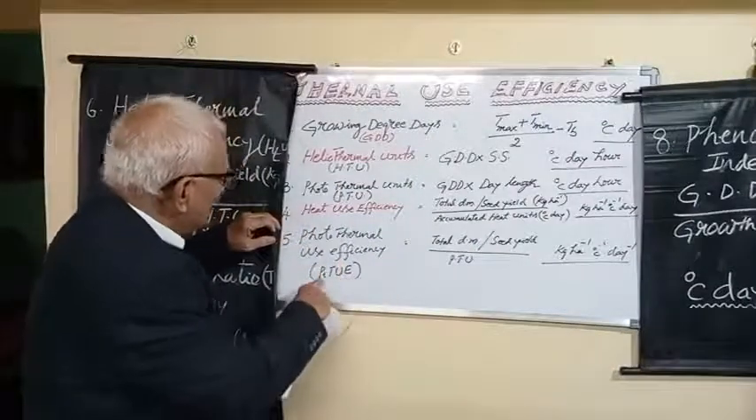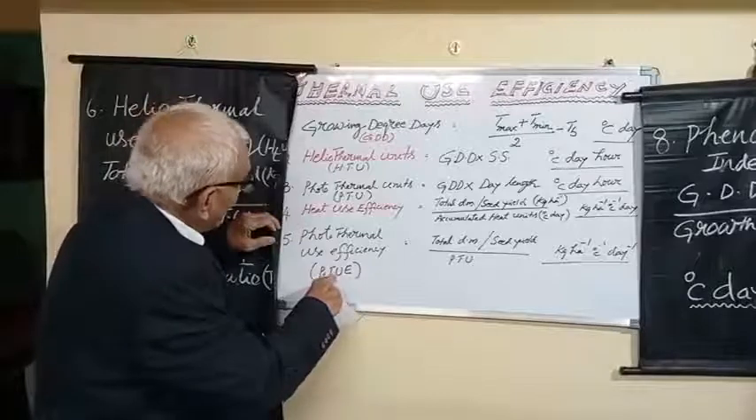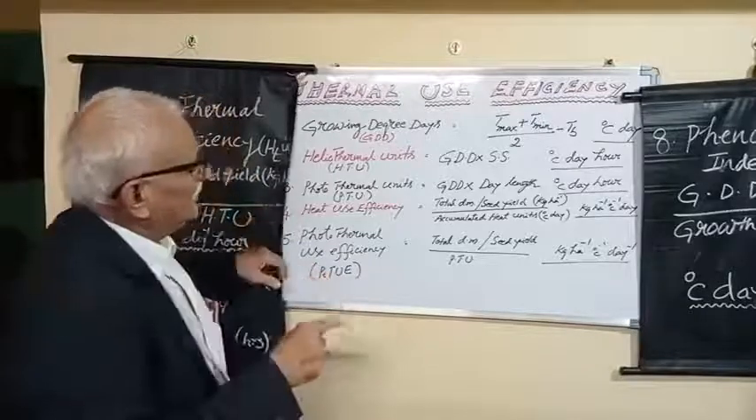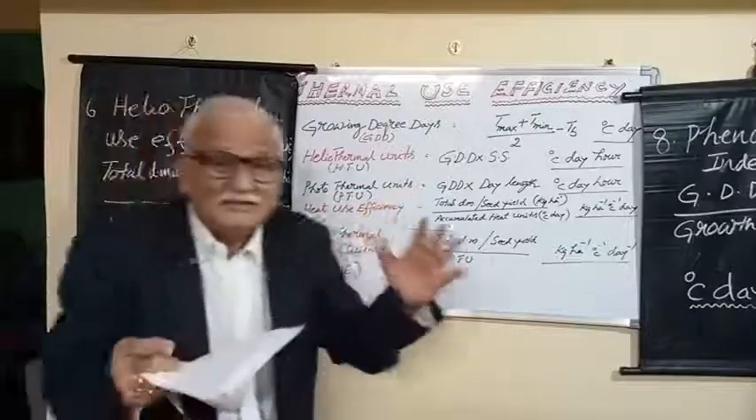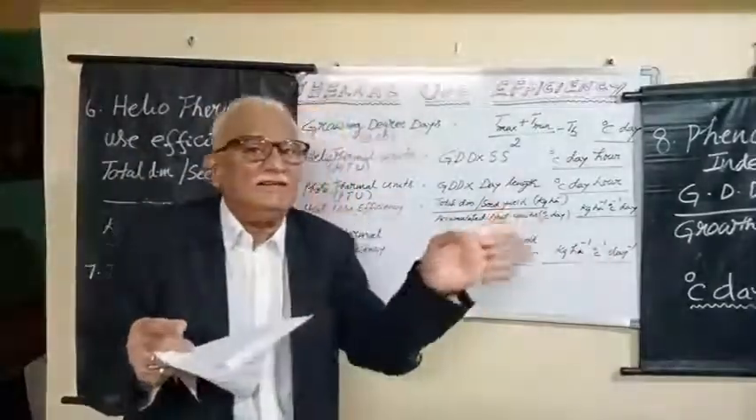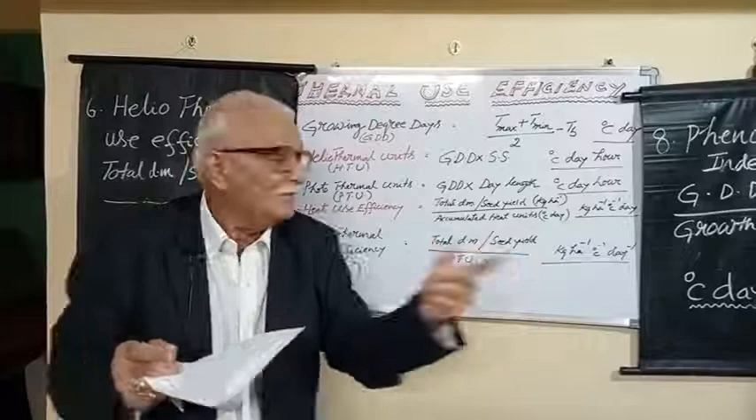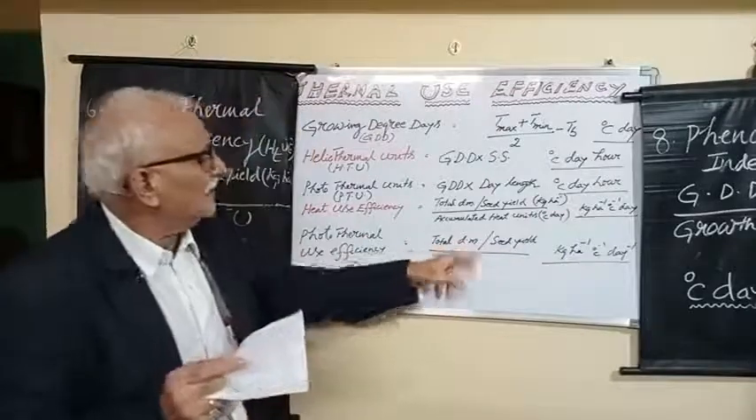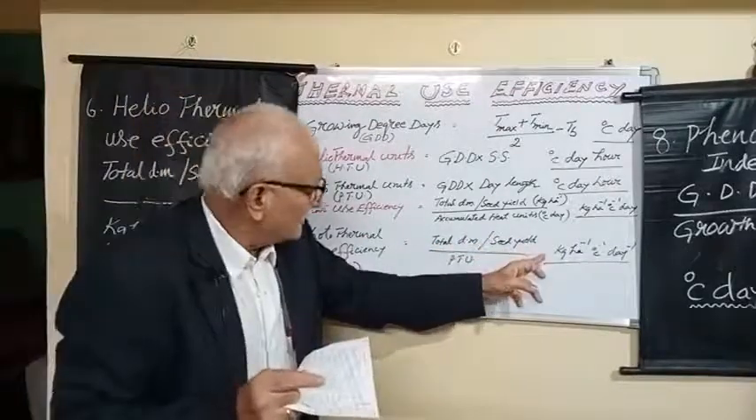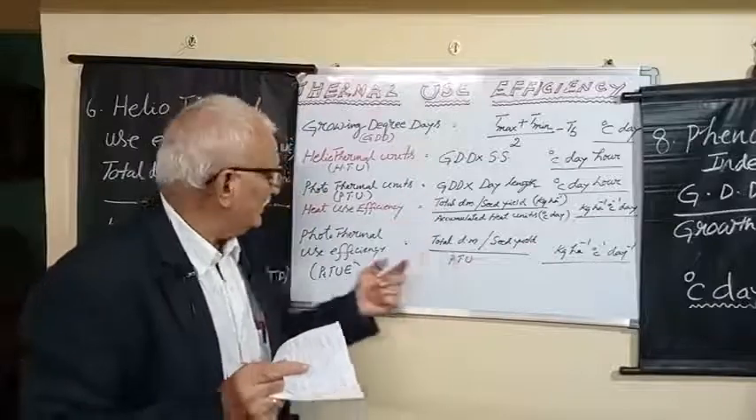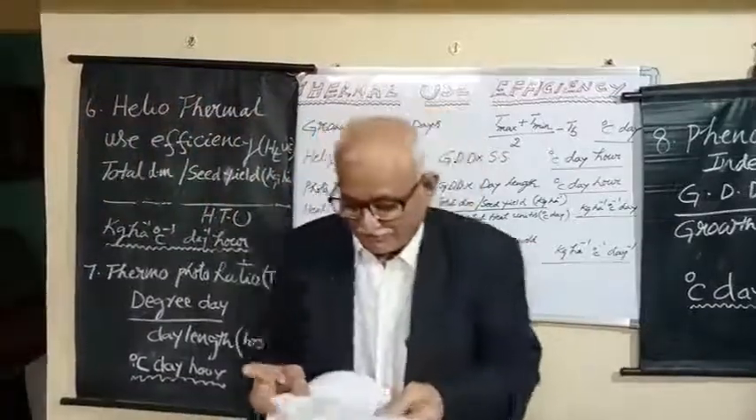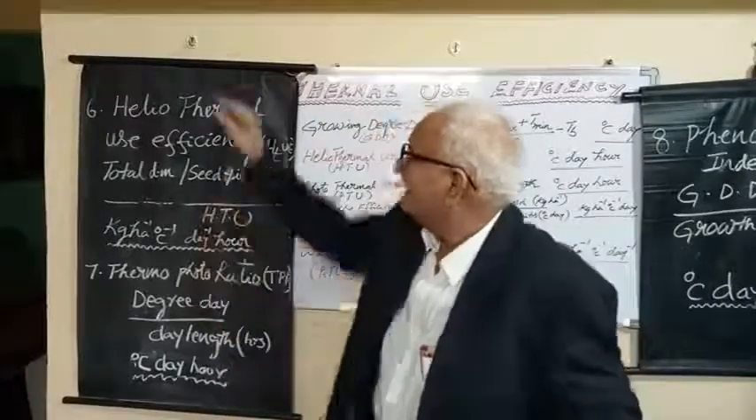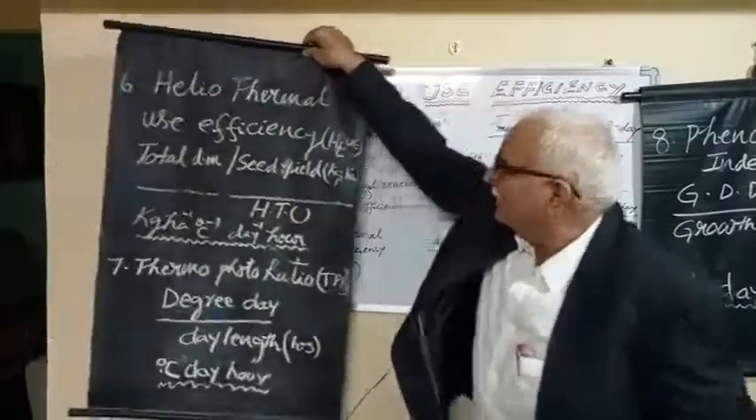Photothermal use efficiency, PTUE. What is photothermal use efficiency? Photothermal units we have calculated: GDD into day length. GDD degree centigrade day, length of the day in hours. Now similarly, total dry matter or seed yield in kg per hectare divided by photothermal units, we get the photothermal use efficiency. In addition to this, we try to understand here the sixth one.